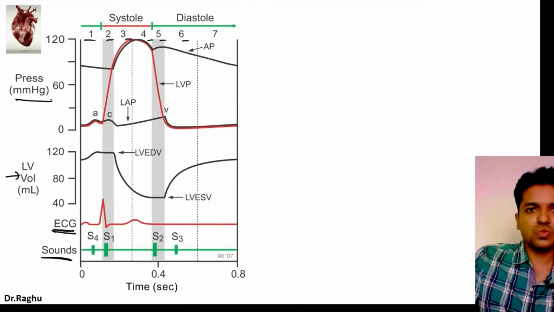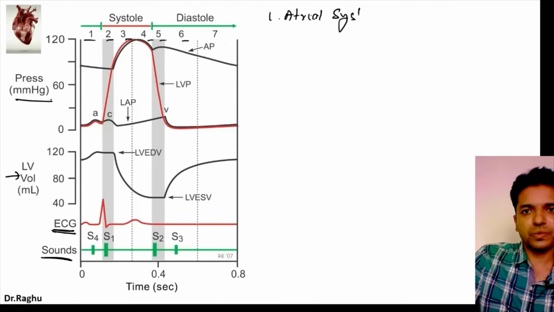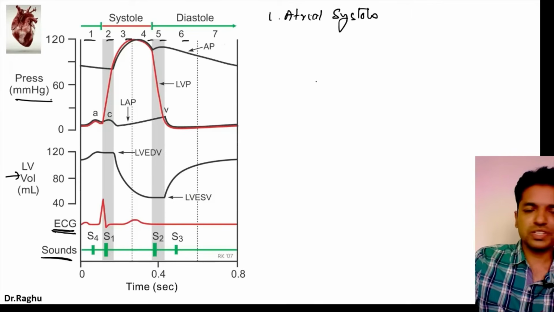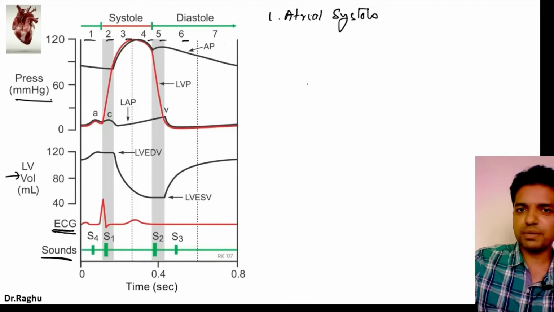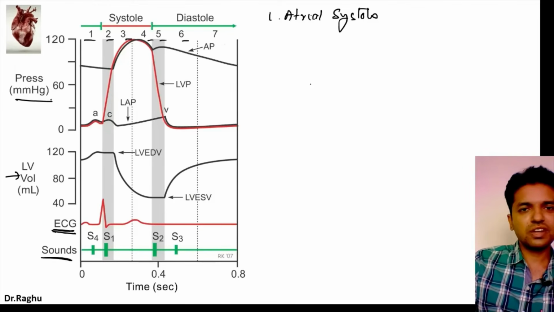So stage 1, as you are seeing here, is nothing but the stage of atrial systole. Let's just recollect what happened in the atrial systole. In the atrial systole, the atria contracted. Contraction of the atria resulted in movement of 20% of the blood from the atria into the ventricles.